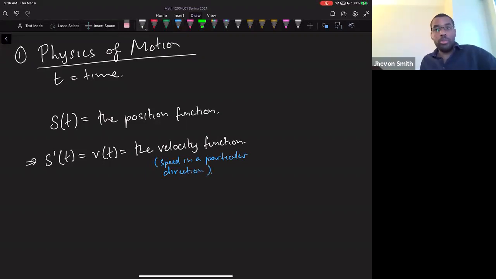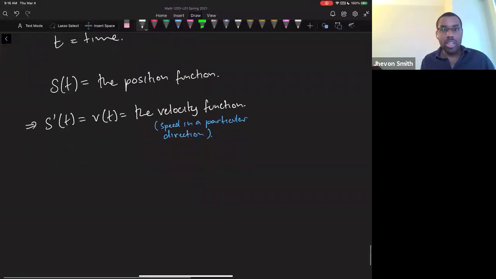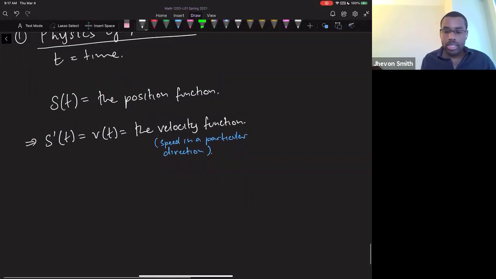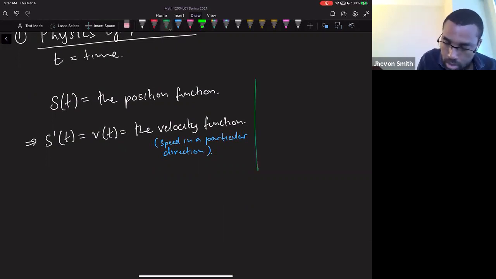In Calc 1, there are only going to be two directions to worry about in general. Either we're looking at a scenario in which the directions are left and right, or a scenario in which the directions are up and down. Traditionally speaking, moving to the right or moving up is considered the positive direction, while moving to the left or moving down is considered the negative direction. But this is called the velocity function. So this guy is the rate of change of position.